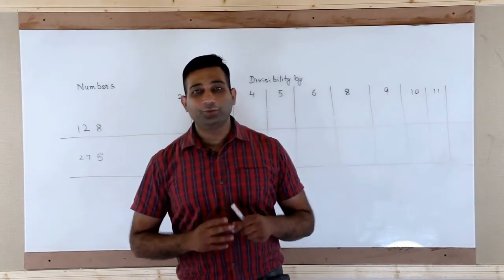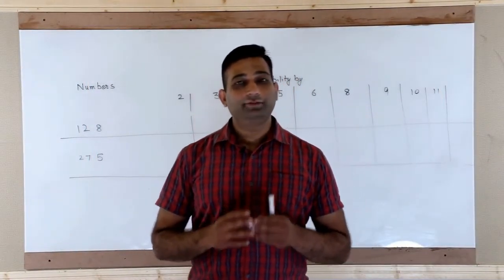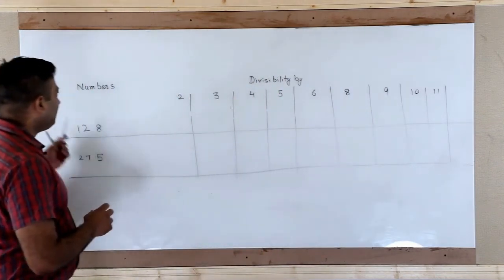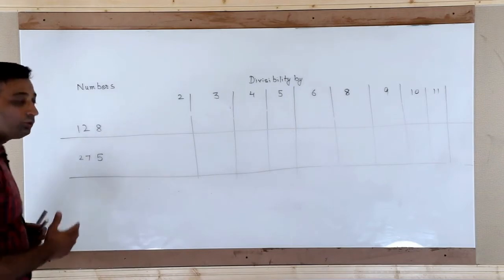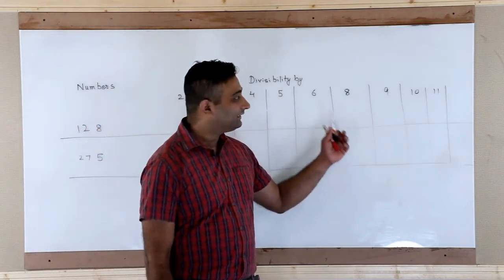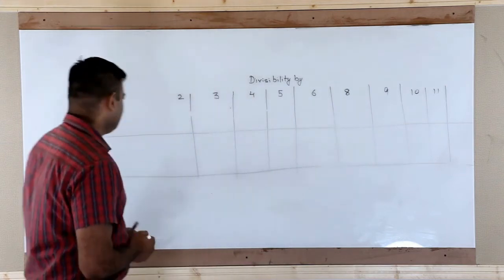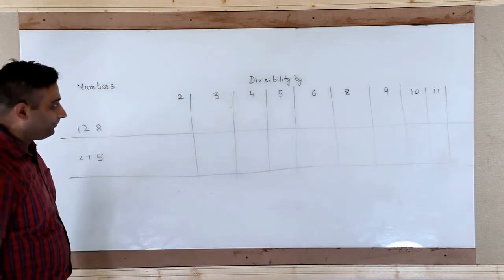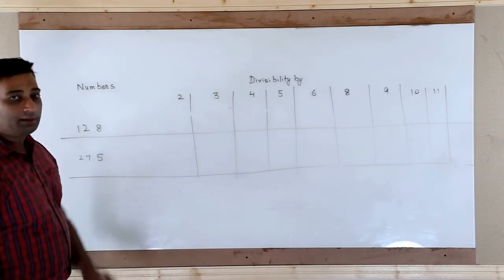Dear students, now let us do some problems to understand the concepts thoroughly. Dear students, I hope you must have understood the divisibility rules. Now let us check the divisibility of few numbers by 2, 3, 4, 5, 6, 8, 9, 10 and 11. Let us take some numbers. Number is 128. Let us check the divisibility of this number by 2.